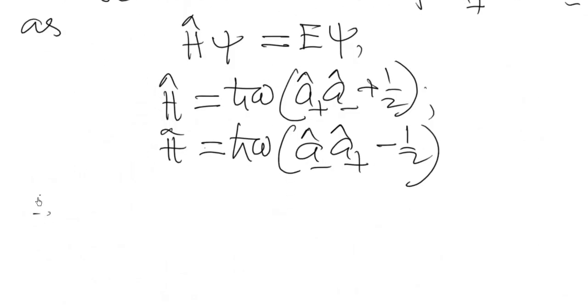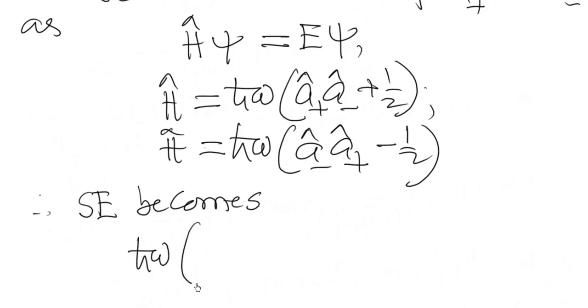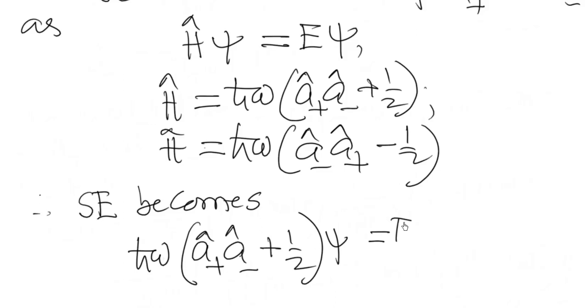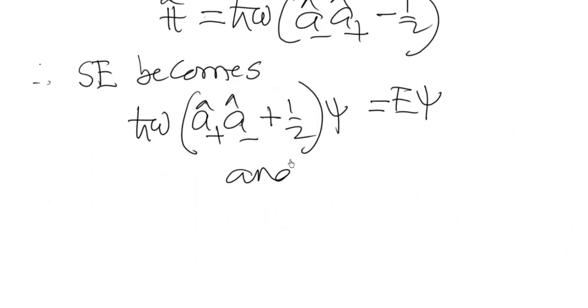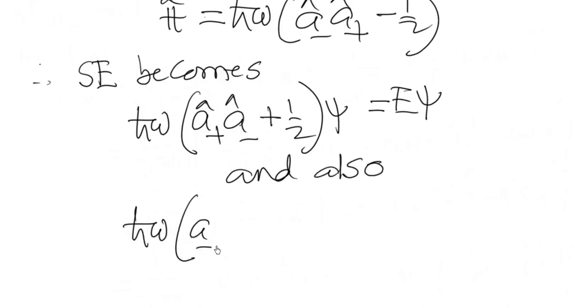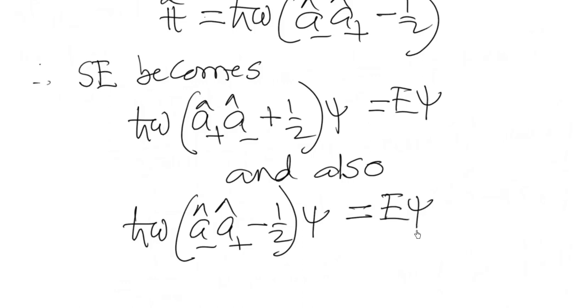Therefore, the Schrödinger equation becomes h cut omega (A plus A minus plus 1/2) psi equal to E psi, and also h cut omega (A minus A plus minus 1/2) psi is equal to E psi.